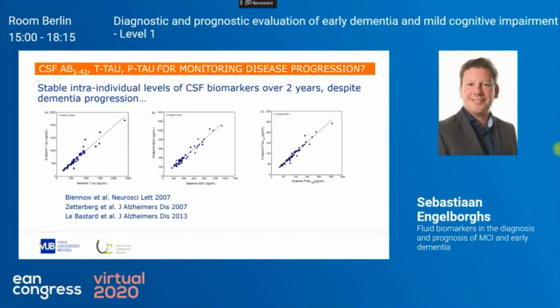Can the core Alzheimer's disease biomarkers be used for monitoring disease progression? Unfortunately not. In these three figures, we see the measurements of t-tau at the left, in the middle A-beta 42, and at the right p-tau in subjects with Alzheimer's disease that received 2 lumbar punctures with an interval of 2 years. And the AD biomarker values remained remarkably stable despite 2 years of disease evolution.